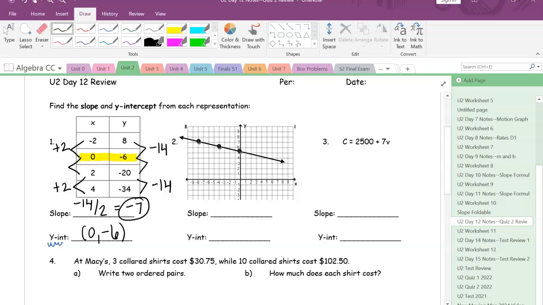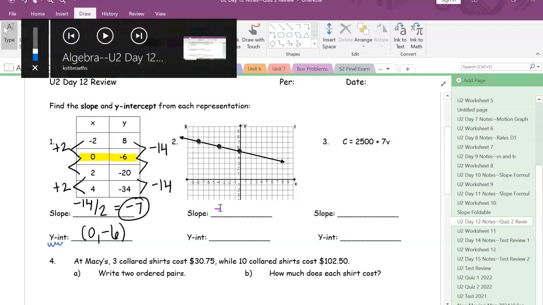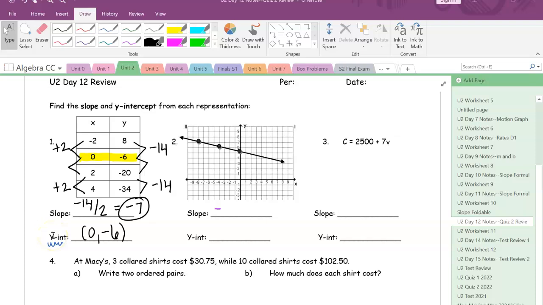All right, next, number 2. So the slope on a graph, we either go up and over or down and over, but first you want to figure out what your line is doing. So this line is decreasing. That means automatically I'm going to have a negative slope. Don't forget about that. Guarantee people are going to forget about that. All right, so now that I've got my negative, I know this line is going downhill.